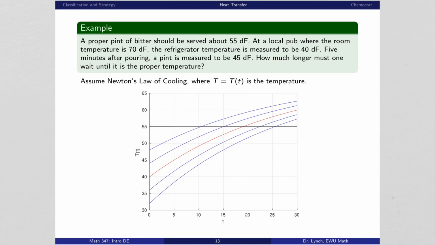And just for completeness here, we see a few different solution curves. We see one starting when time is 0, starting at 40. We see a few others too. Of course, ours, which starts at 40 when time is 0, passes through 45 at time 5, and we can see that it hits that temperature of 55 degrees after about 19 minutes, so 14 more minutes after 5 minutes.